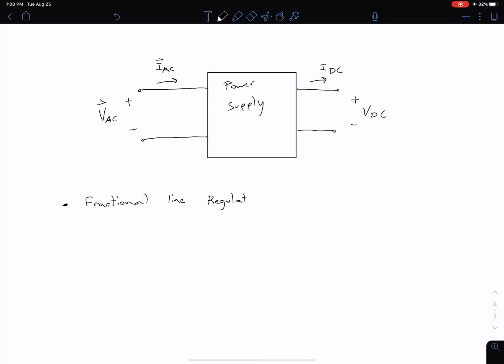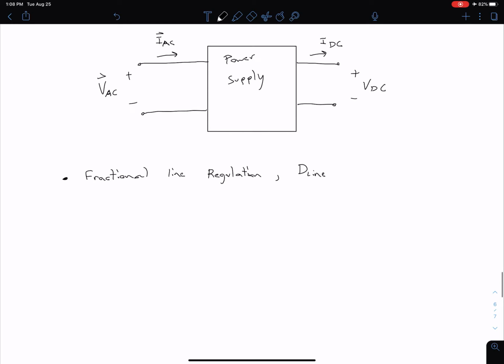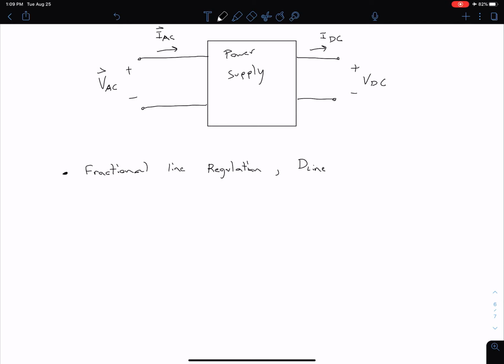So fractional line regulation, which we can just write as D subline. And so essentially what this is going to be doing is it's going to be measuring how consistent the power supply is as our input side is changing. So as we have fluctuations in our input voltage or our input current. And so for this reason, what we're going to assume for this calculation is that our DC current is constant. So we're measuring these things at a constant IDC. So IDC held constant.